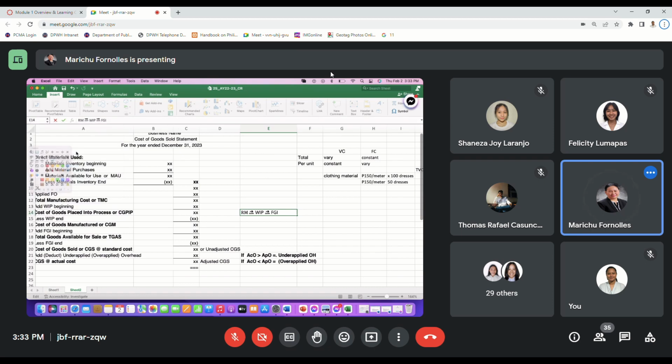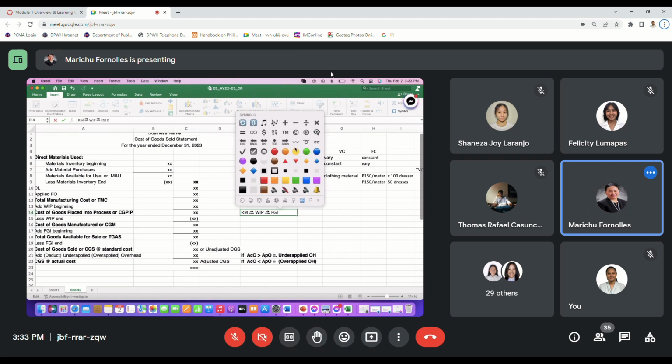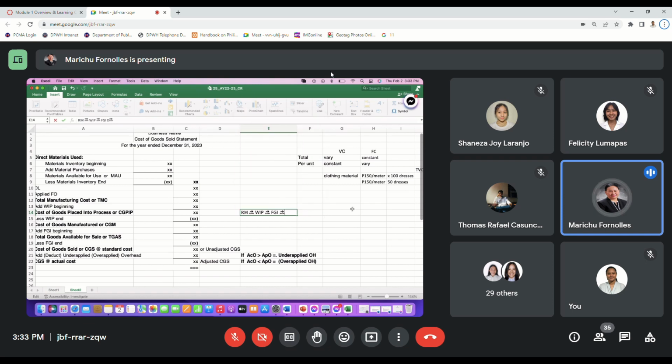Okay, it will be transferred out to cost of goods sold. CGS.